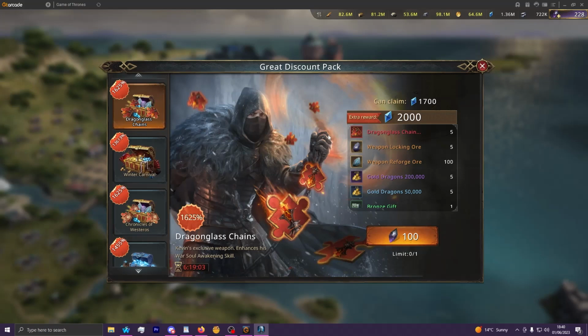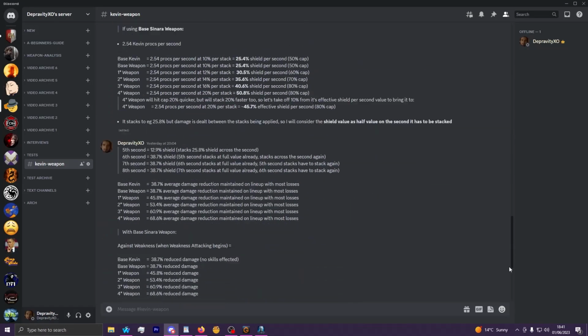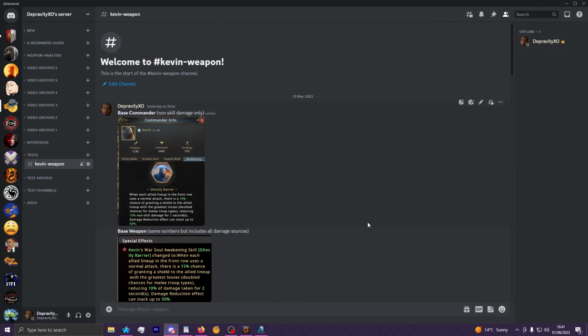So I, as always, have all the details in a Discord tab, and we'll go over all of this. It gets very, very mathy, and we'll go over exactly what his weapon is going to be bringing to you.